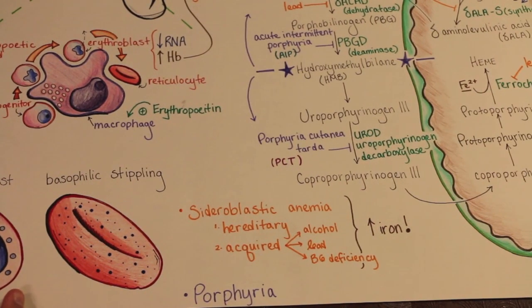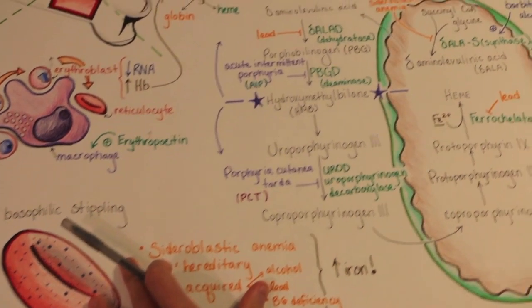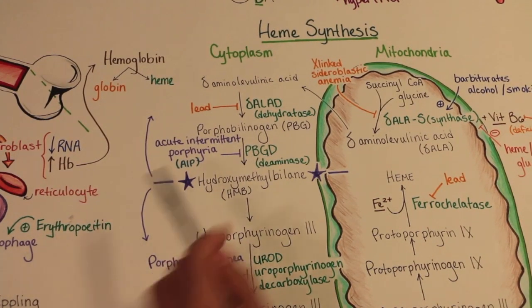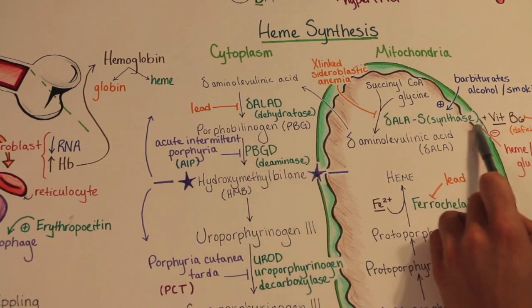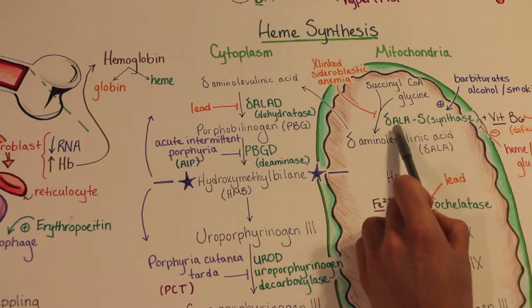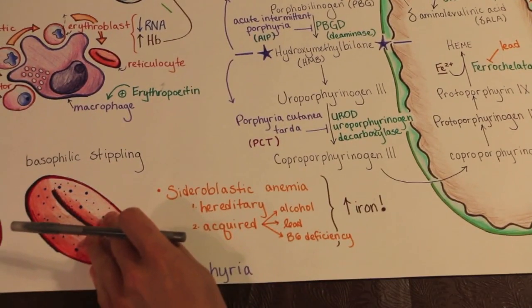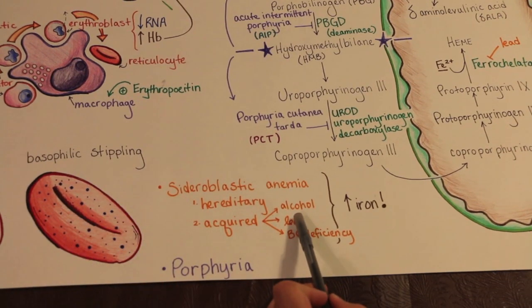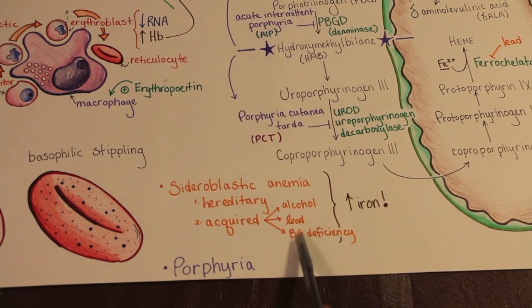Sideroblastic anemias can either be hereditary or they can be acquired conditions. The hereditary sideroblastic anemia is a congenital condition, and this is an X-linked recessive loss of delta-aminolevulinic acid synthase, the first or rate-limiting step, as you remember. You can also have an acquired sideroblastic anemia that can either be due to alcohol. Alcohol is a general mitochondrial toxin, and it can also be due to lead poisoning or vitamin B6 deficiency.